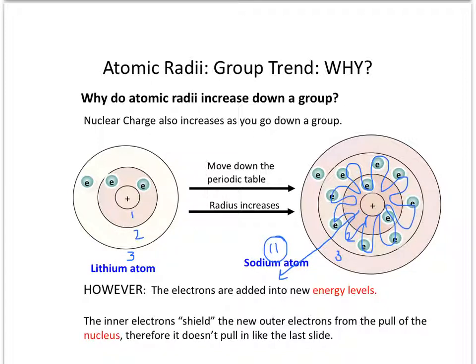It doesn't decrease. It actually increases in size. So the electrons are added into new energy levels. The higher the energy level, the farther away from the nucleus. And the inner electrons are going to shield the new outer electrons from the pull of the nucleus. So it does not shrink the size of the atom. It actually increases the size of the atom.